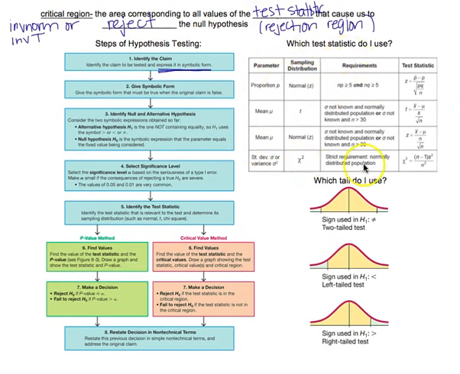Here is some information about which test statistic you should be using. A lot of it is based on what our parameter is. If we're looking at a proportion, we're always going to be using the normal distribution and using Z as our test statistic. If we are studying a mean as our parameter, then it depends on what we're given as to whether that's going to be a T distribution or a Z distribution.